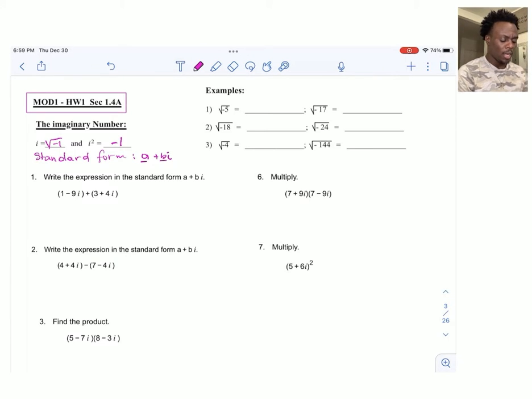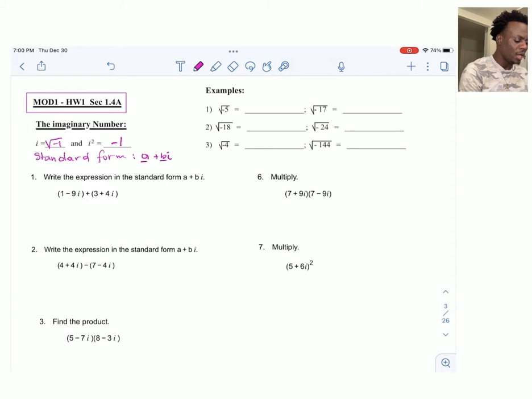And also, i squared, whenever you have it, it's your job to transform it into -1. i squared is always -1. So that's your bridge from complex to real numbers. And square root of -1 is your bridge from real numbers to complex numbers. Square root of -1, you're not going to keep it; you transform it into i. And i squared, you're not going to keep it; you always have to replace it by -1.